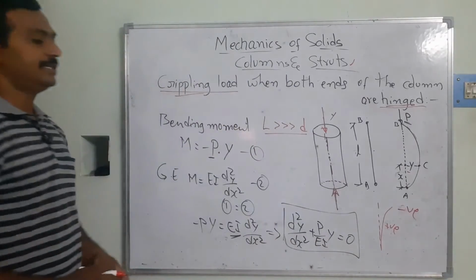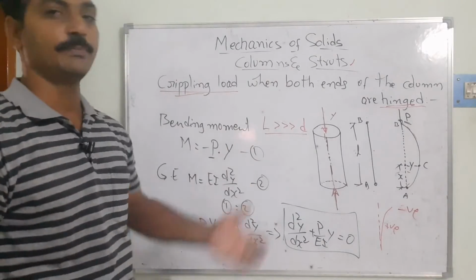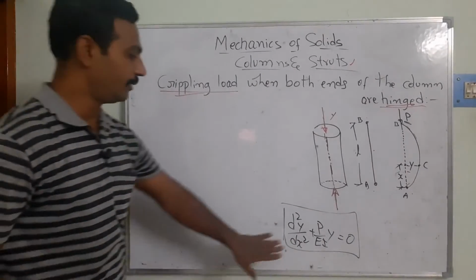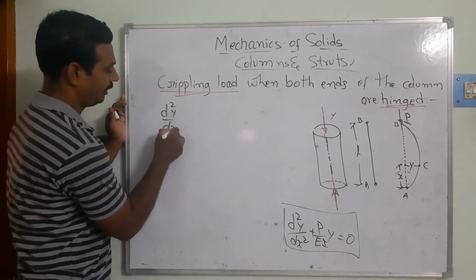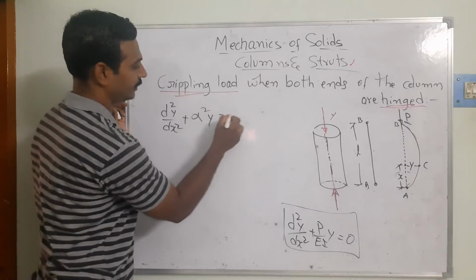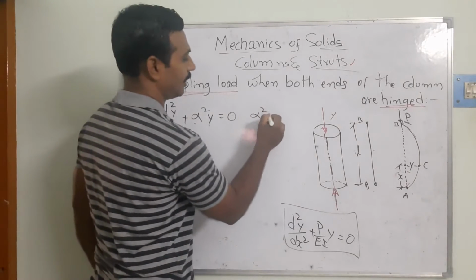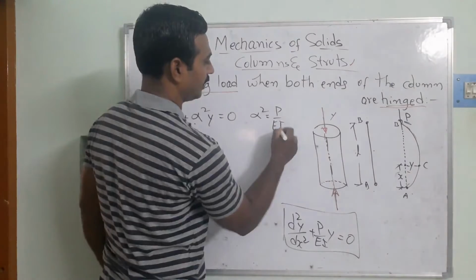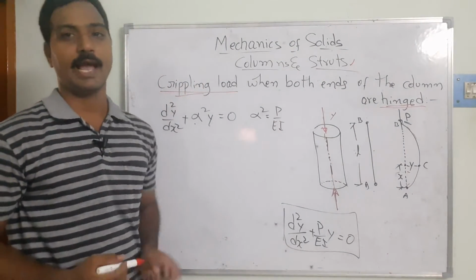Can you see this equation, this is a second order differential equation, and further simplification we are going to do here. I am going to take this as d square y by dx square plus alpha square y is equal to 0. In this case, alpha square, I am introducing as a constant, that's alpha square is equal to P by EI.